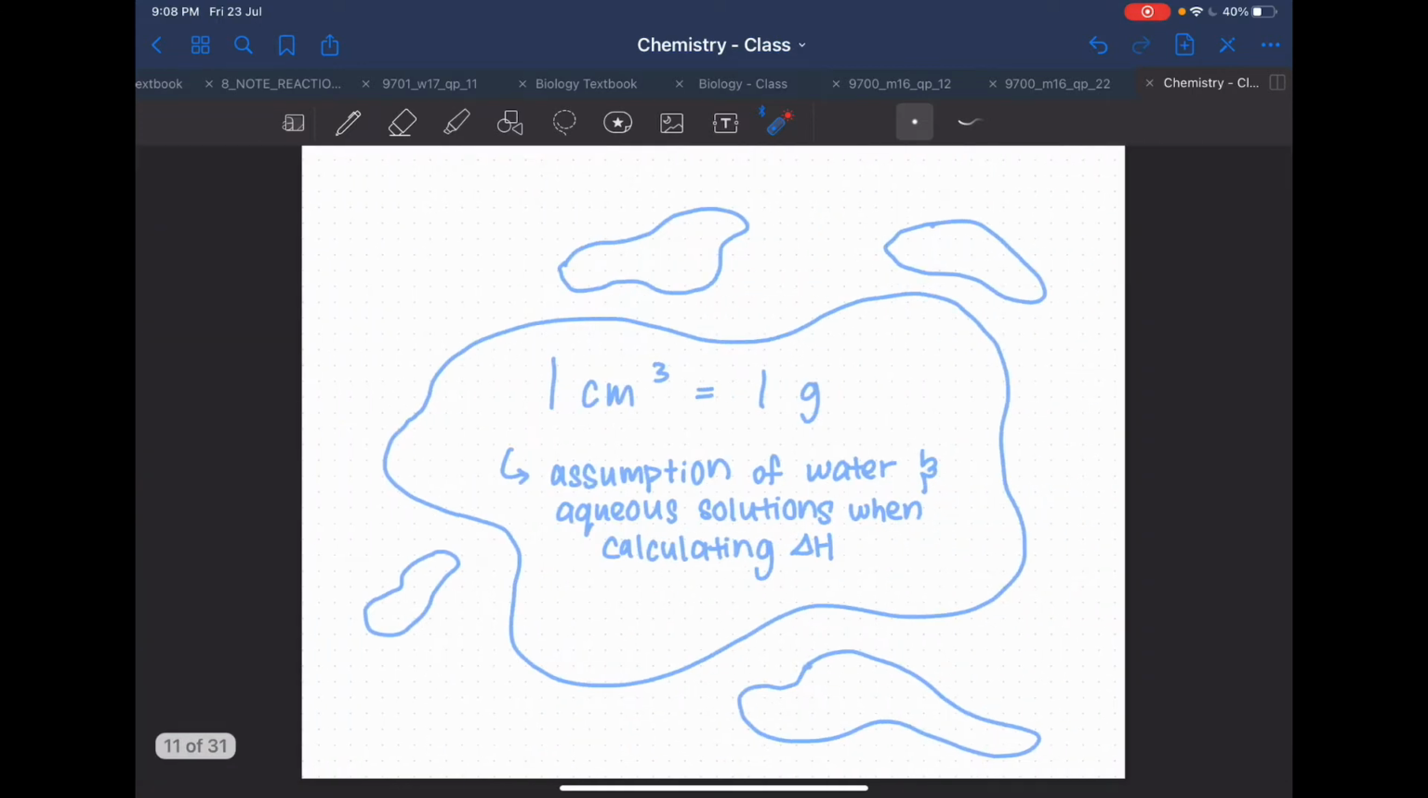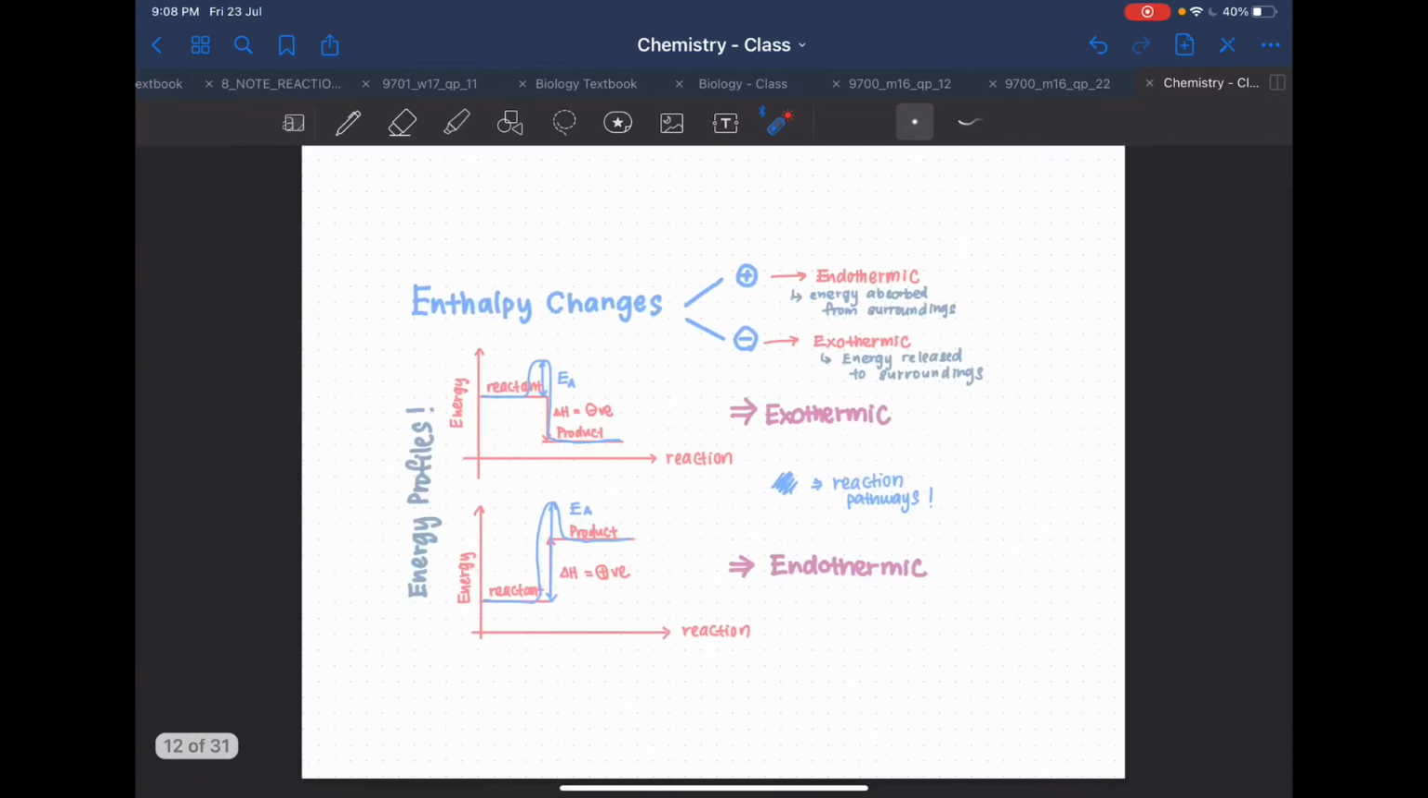Next, we can assume that 1 cm cubed of water is equal to 1 gram of water. So depending on which sort of data is given in the question, we can use this assumption in water and aqueous solutions when calculating the enthalpy change. Next, enthalpy changes can be positive or negative. A positive enthalpy change indicates that energy is absorbed from the surroundings, which means it is an endothermic reaction. An enthalpy change can also be negative, which means the energy is released to the surroundings, and therefore it is exothermic. These enthalpy changes can be represented in energy profiles, which you can see below.